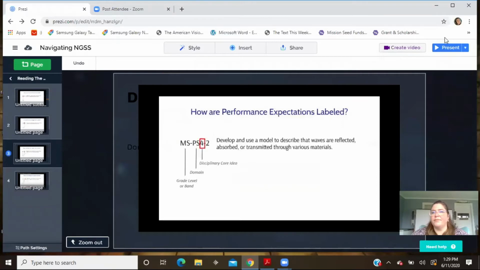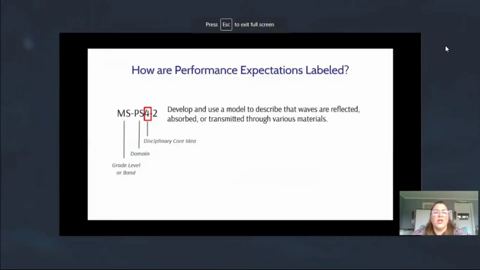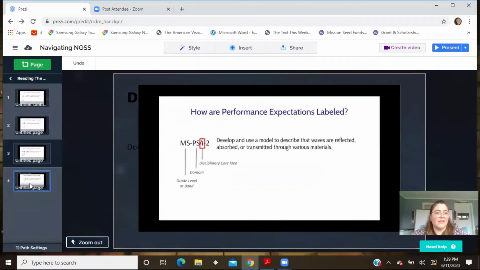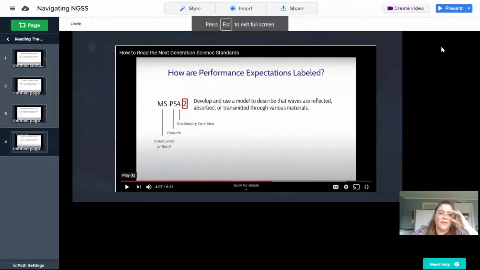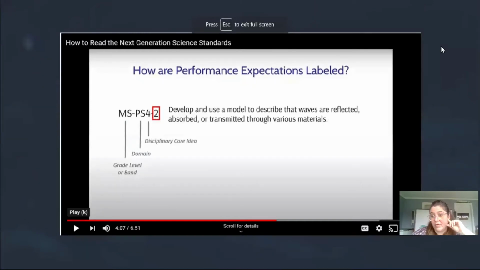Then you have 4. And the 4 is talking about your disciplinary core idea within that domain. So that's our 4th idea of physical science. And then the 2 would just stand for the part of that disciplinary core idea. It's sort of like we had the A, B, C, and D before of our content standards when we had Common Core. This is the same thing. It's just numbers instead of letters.